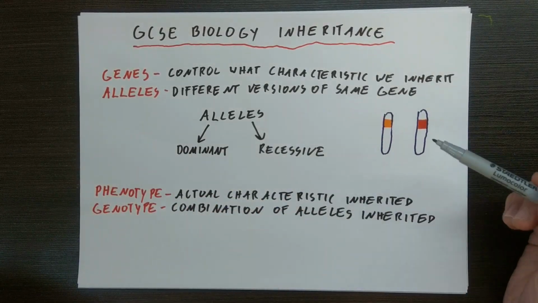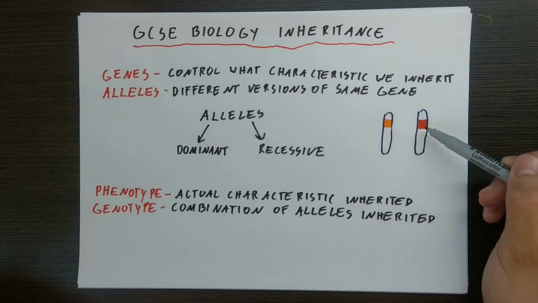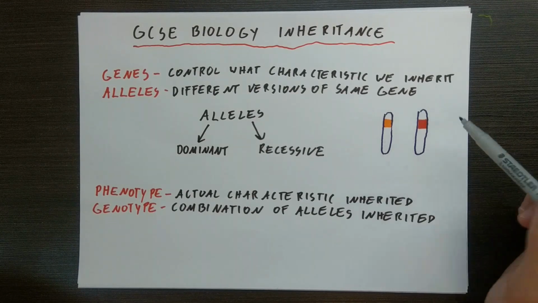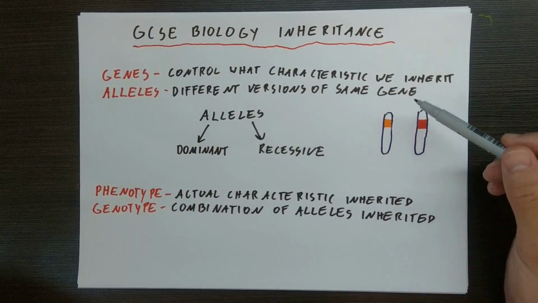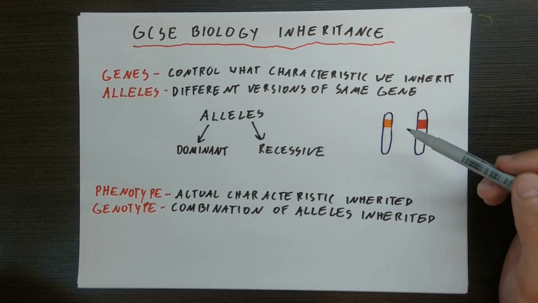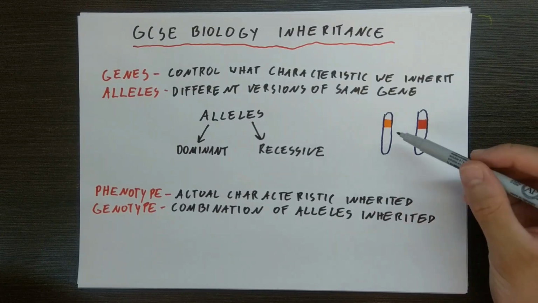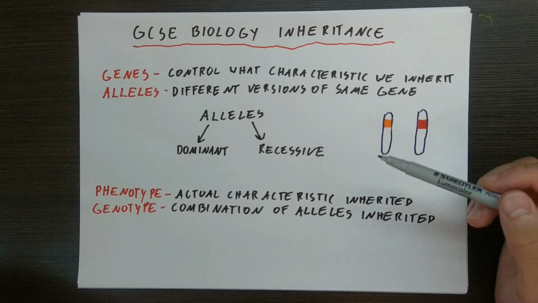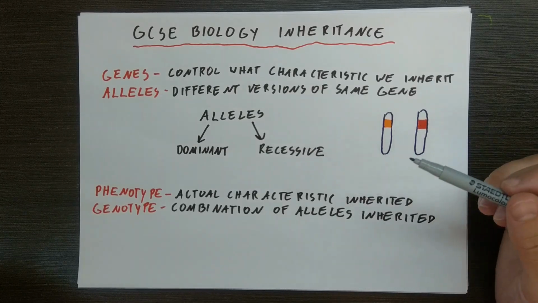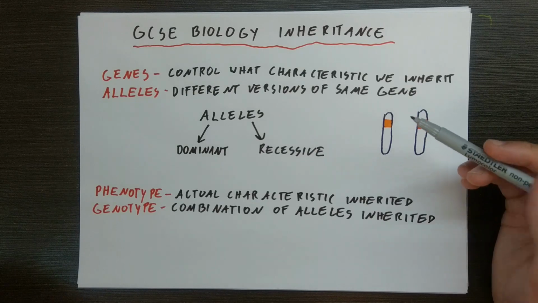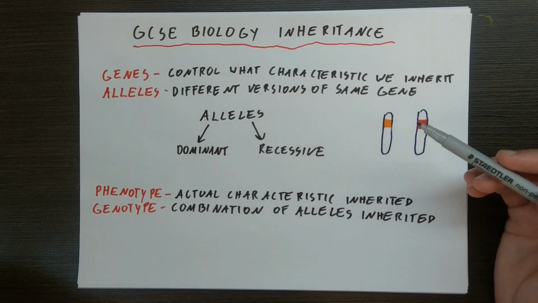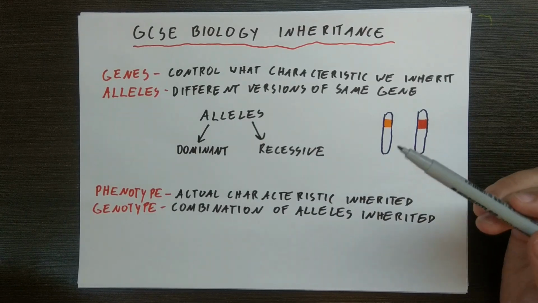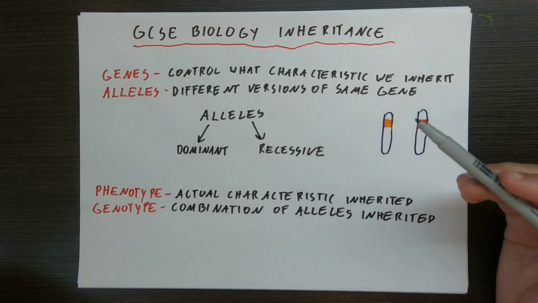Now, alleles have the same location on a chromosome, i.e. they are essentially the same gene, and they code for the same characteristic. However, they can have different versions of them. So, for example, one allele can code for green eyes, another allele can code for brown eyes, another allele could code for blue eyes.